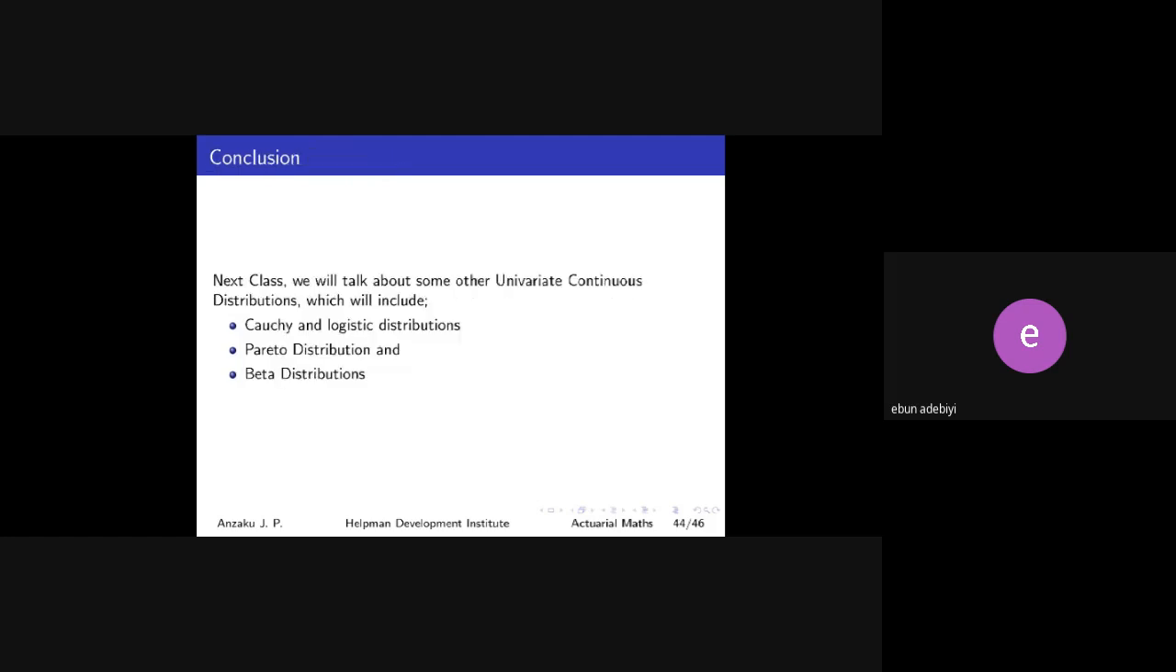And in conclusion, next class we will talk about some other univariate continuous distributions, which will include the Cauchy distribution, the logistic distribution, the Pareto distribution, and the beta distribution.